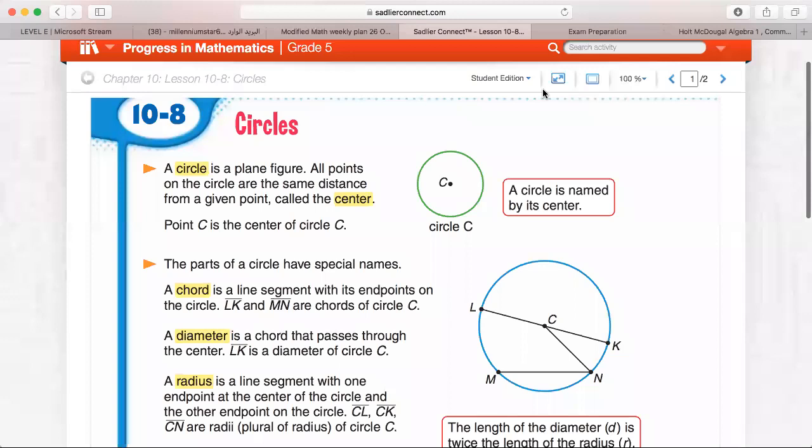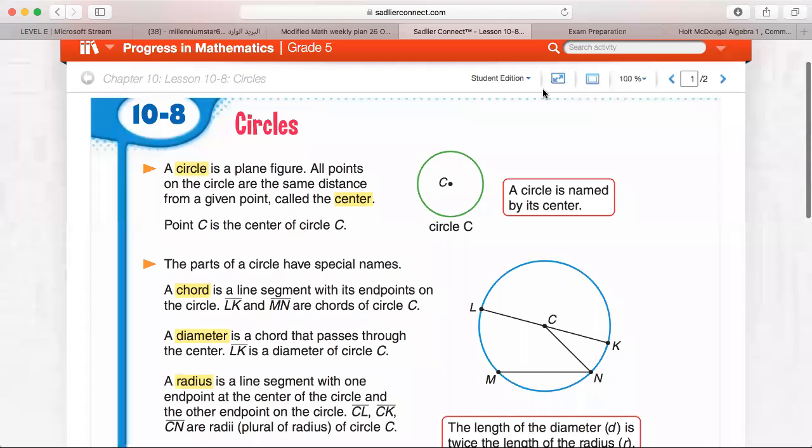Our lesson is chapter 10, lesson 8, circles, and we're also going to take the next lesson, which is lesson 9, circumference. What are we going to take today? Circles. We're going to learn more about circles.